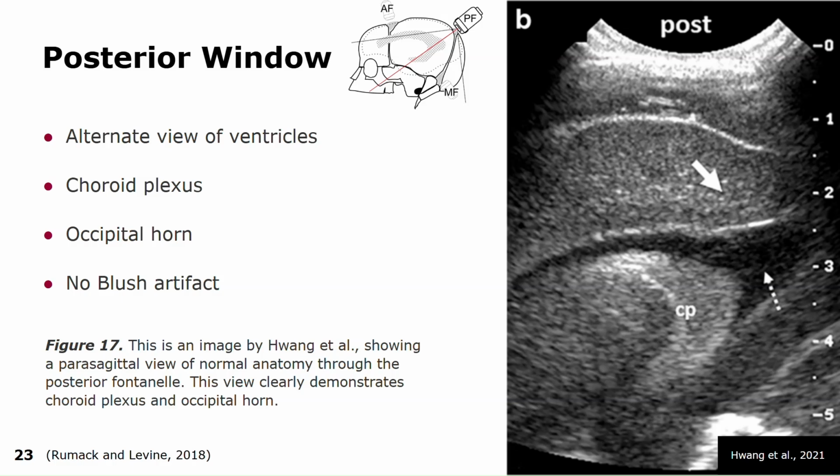An advantage of scanning in the posterior window is the elimination of blush artifact. In the peritrigonal region, where the white matter tract lies, scanning through the usual anterior fontanelle sends in sound waves at a directly perpendicular angle to this area. This causes high reflectivity of the axons and glial cells, which increases echogenicity.